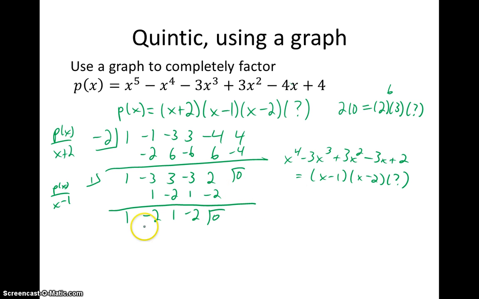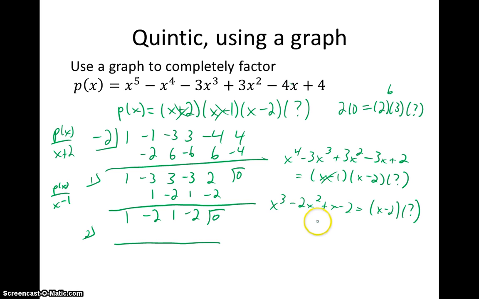So at this point, I have x cubed minus 2x squared plus x minus 2 is equal to, so I've gotten rid of the x minus 1 now. I got rid of x plus 2 at the beginning, x minus 1's gone now. So now I just am left with the x minus 2 times our question mark. So I'm going to put 2 into the box. And once again, I have all my coefficients right here, so I don't have to make a new box.